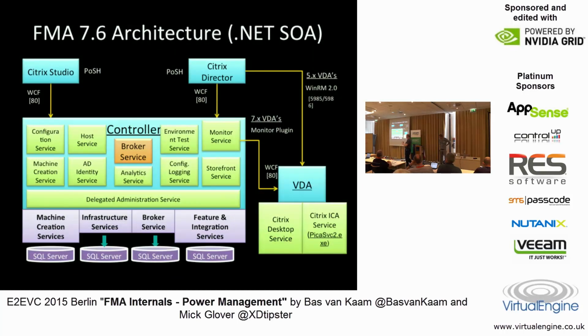So again, this is probably very familiar to a lot of people. I think every presentation I've ever done, I've shown some form of this architecture. So we're looking at the high-level FMA architecture here. This has been updated to 7.6. We can see the broker service sitting right there in the middle. So the broker service, right there in the middle. So one of 11 siblings.